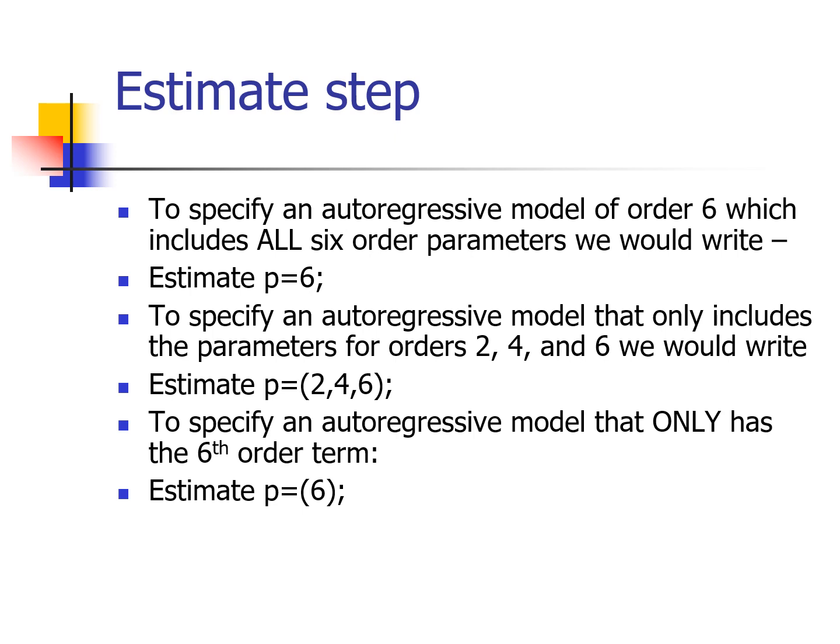If I want an autoregressive model of order 6, which would include all six parameters, right? So the way that the time series forecasting system would do it, I would write estimate P equals 6. If I wanted an autoregressive model that only had parameters for times 2, 4, and 6, I could write P equals parenthesis 2, 4, 6. If I wanted to specify an autoregressive model that only had the 6th order term, that would be P equals parenthesis 6, right? So that's the way that notation works.